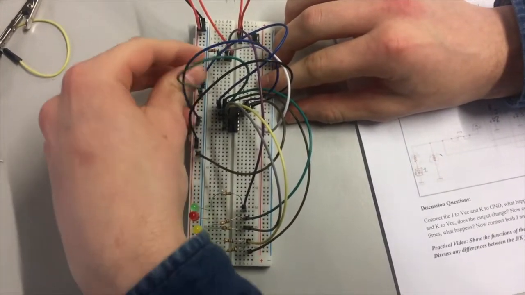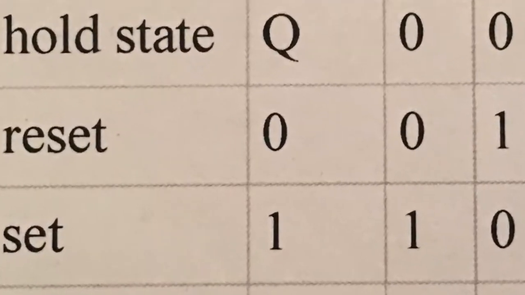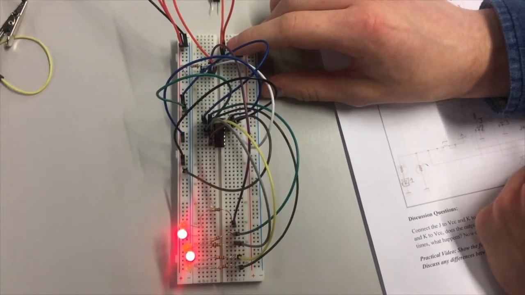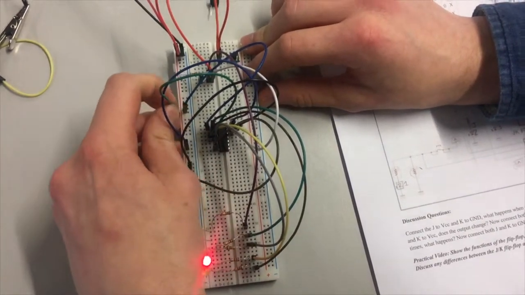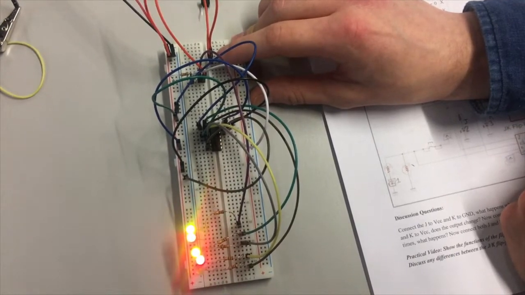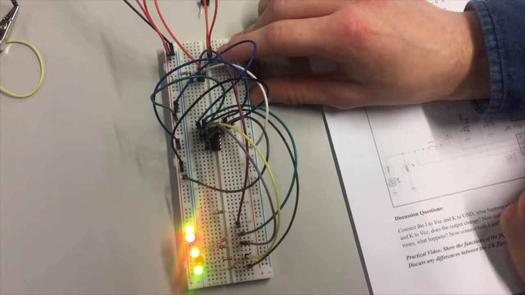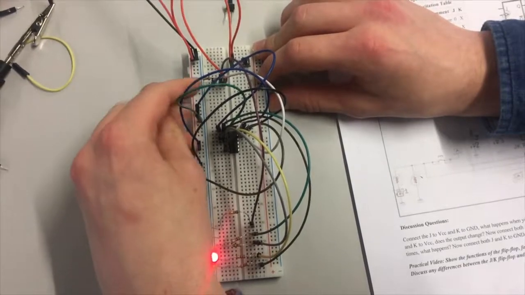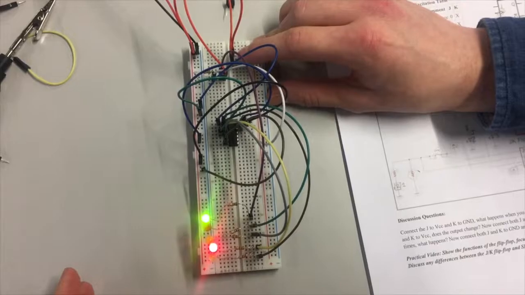Next we set J to ground and K to VCC, and we have the reset state. When the button is pushed, Q complemented turns off, and Q, the fourth diode, turns on. And when the button is pushed again, it stays the same. Next we set J and K to VCC, and we have the toggle state. When we press the button, it switches back and forth between Q and Q complemented. Next we set J and K to ground, and then we have the hold state. When the button is pressed, nothing changes.